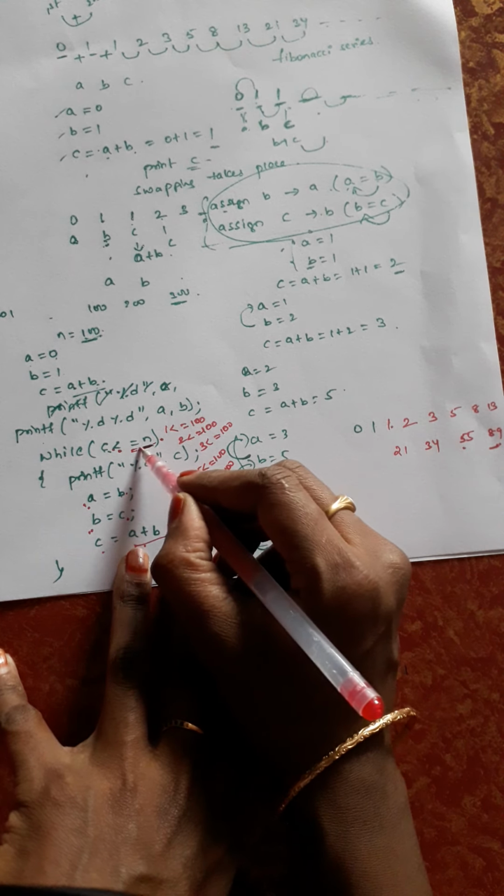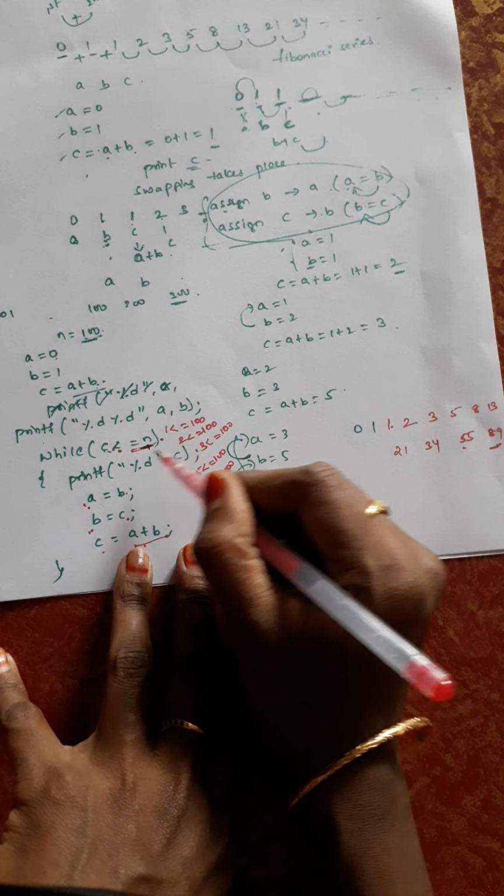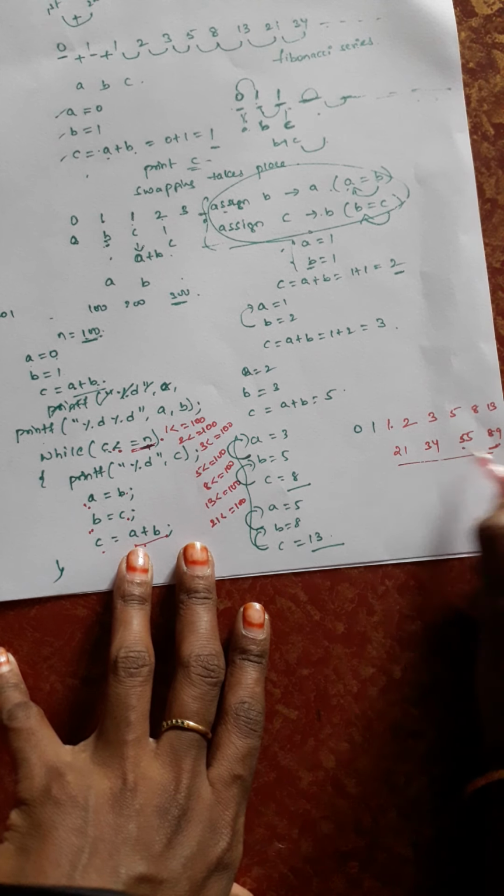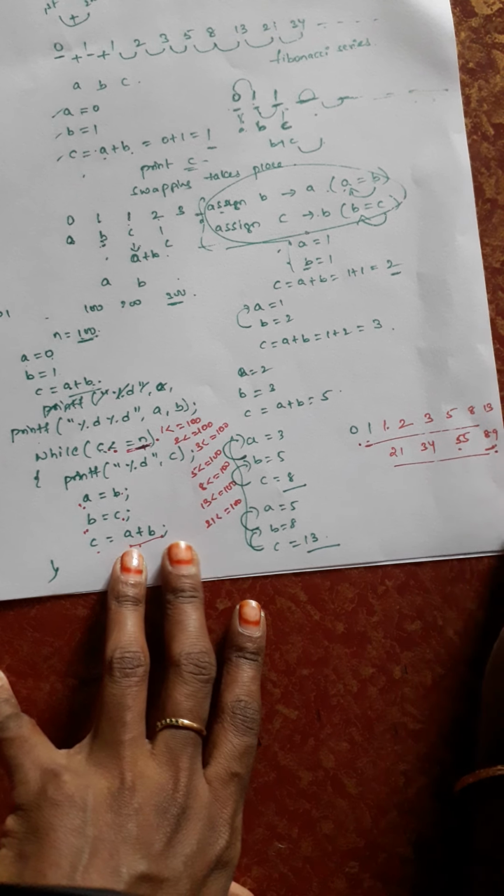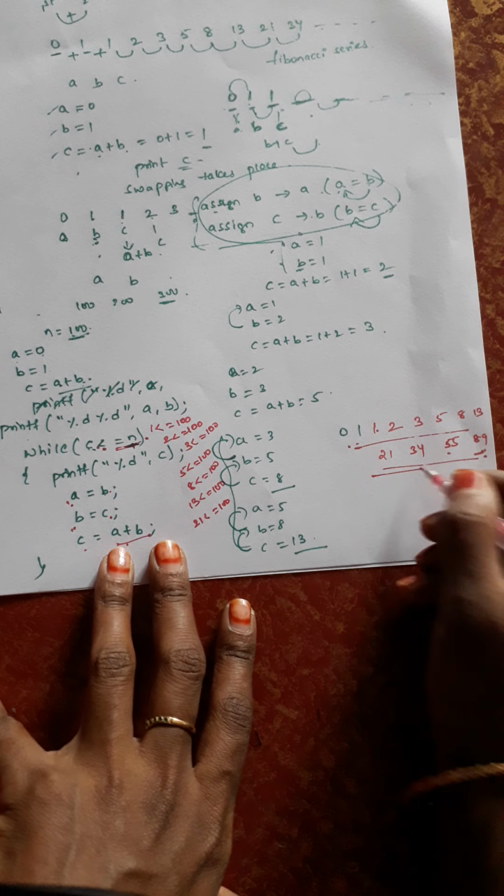So here we have to print up to 100. So here the condition becomes false. The series prints from 0, 1 up to 89. Okay, so this is the Fibonacci series.